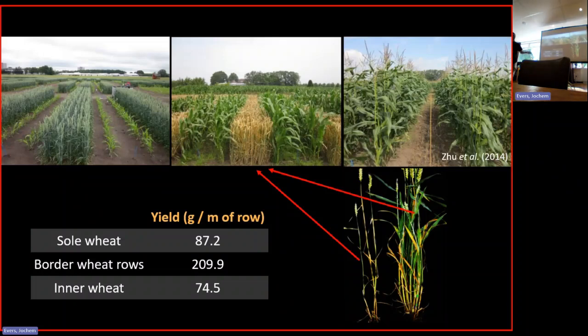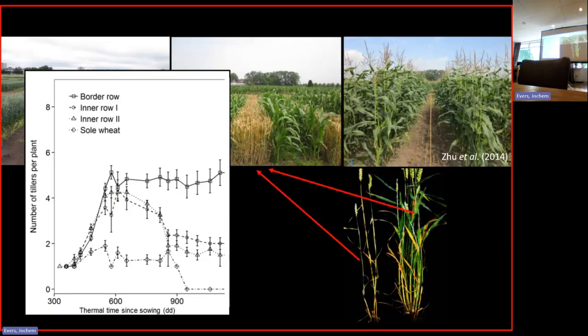Now, this is what we call phenotypic plasticity, right? So plants adjust their phenotype to the local growing conditions that they encounter. And we had a question. This is still the same data. So here you can see the number of tillers per plant, like you see in the picture, over time.